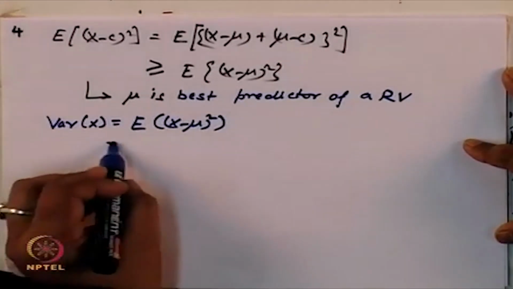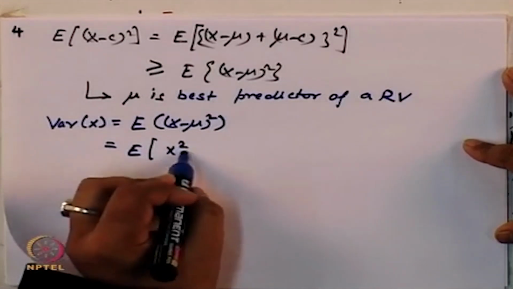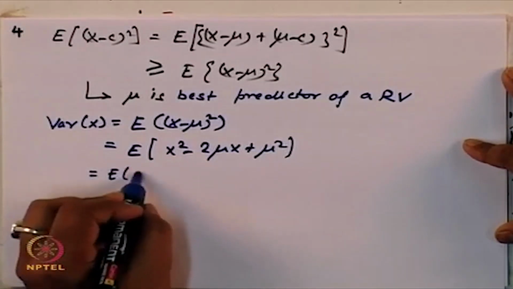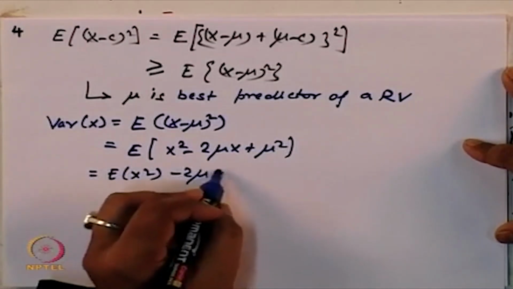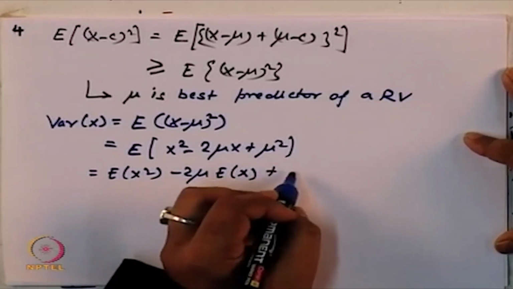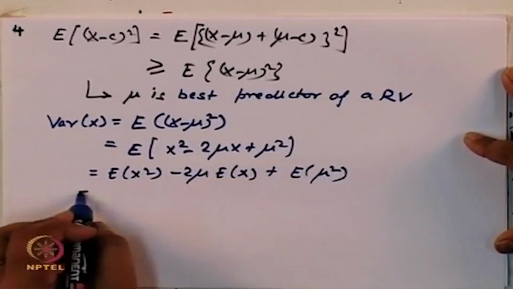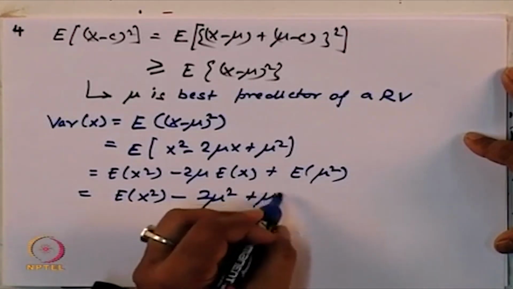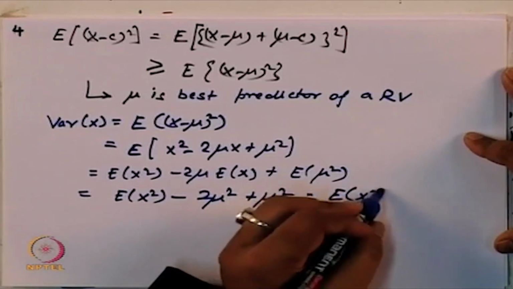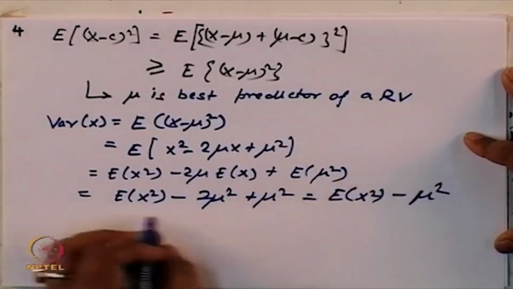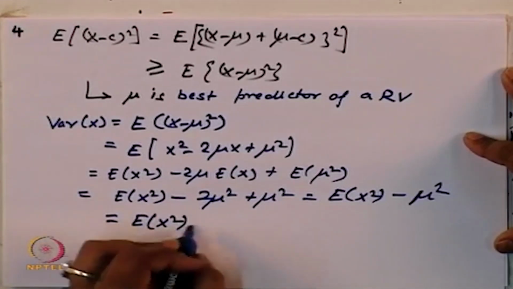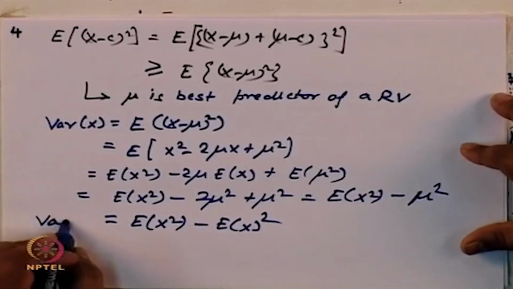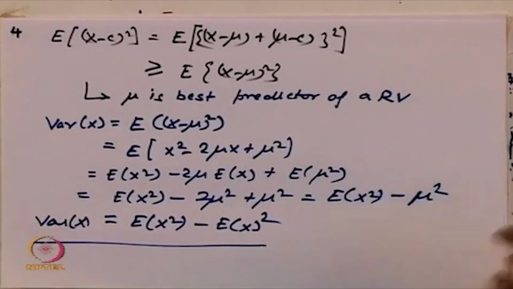So, I can expand this. Variance of x has this identity.